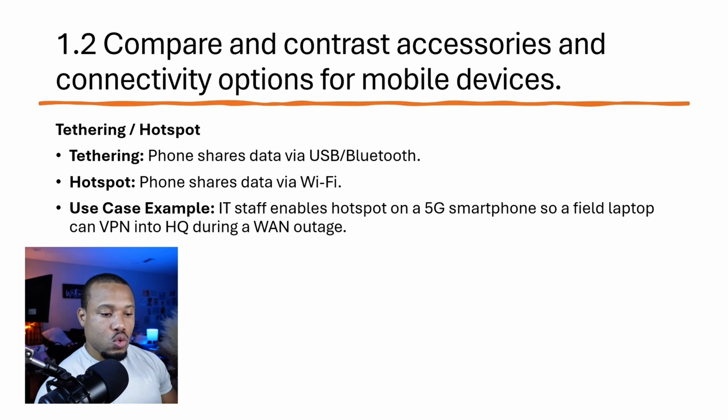Tethering and hotspots are two ways to share a phone's mobile data connection. With tethering, the phone shares its data directly with another device using USB or Bluetooth. With a hotspot, the phone creates a Wi-Fi network so multiple devices can connect. A good example is when IT staff enables a hotspot on a 5G smartphone during a WAN outage, allowing laptops in the field to connect back into the headquarters through a VPN. The key idea here is that tethering is usually one-to-one, while a hotspot allows one-to-many connections.